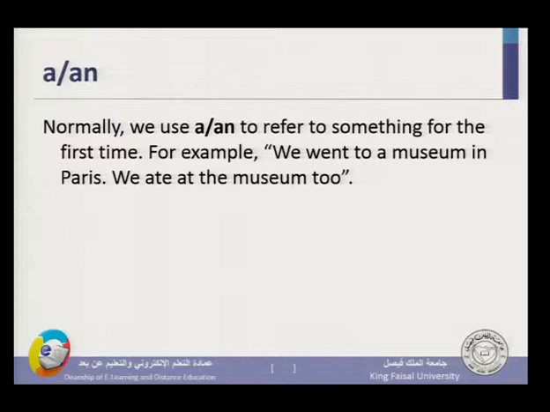Normally we use a and an to refer to something for the first time. Once I mention something for the first time, a and an are used. For example, we went to a museum in Paris. We ate at the museum too. The first time, I say a museum. This is revision. I talked about this in the previous lectures. But the second time, I say the museum, because I mean the museum we have visited. So once you mention a noun for the first time, you have to use a or an. But once it is mentioned for the second time, the is preferred.